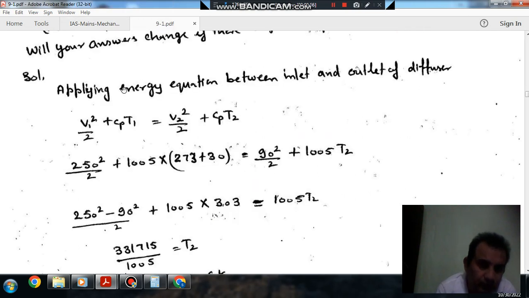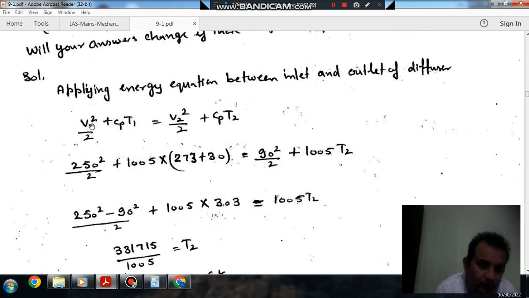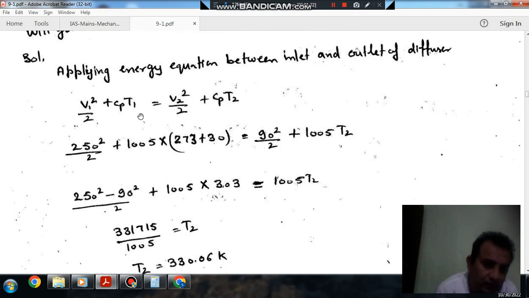So first of all, calculating according to ideal flow, or we can say neglecting friction and heat transfer, and applying the energy equation between inlet and outlet of the diffuser. At inlet, the energy is V1 square by 2 plus CpT1, and at outlet, energy per unit mass is V2 square by 2 plus CpT2. We are assuming that there is no change in potential energy, no heat is added, and there is no friction. Then the energy equation becomes like this per unit mass.